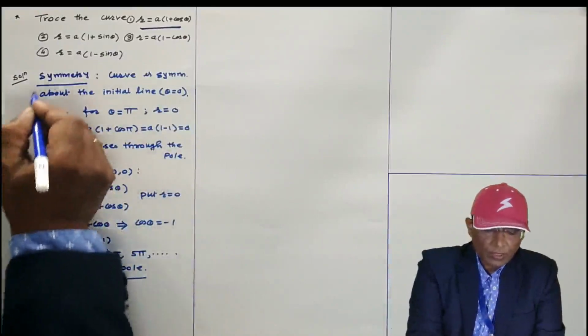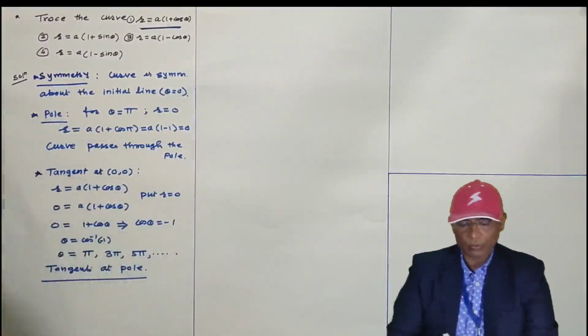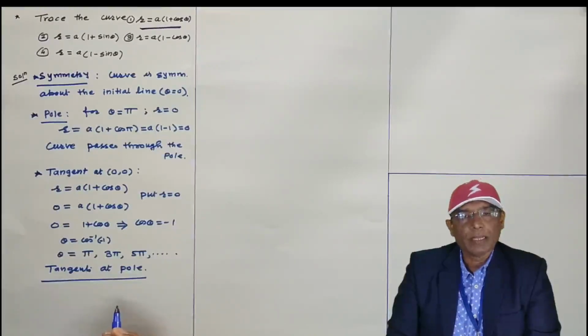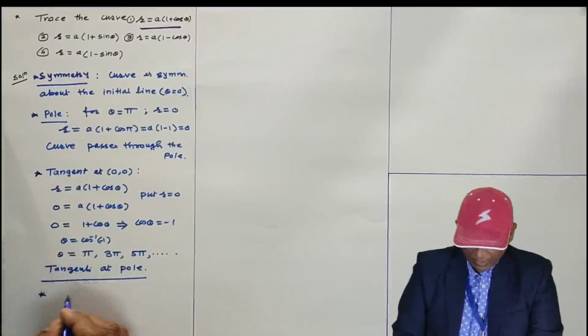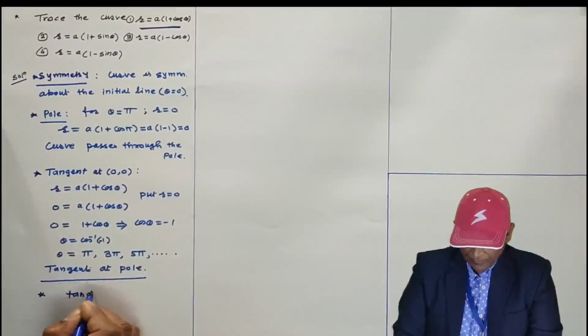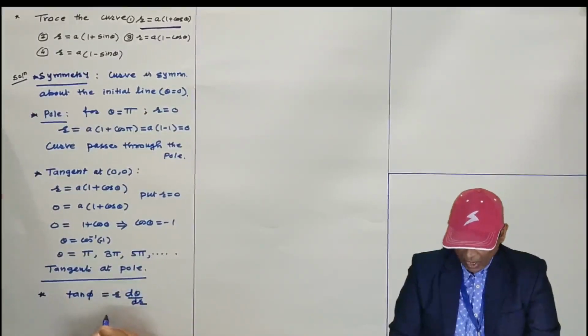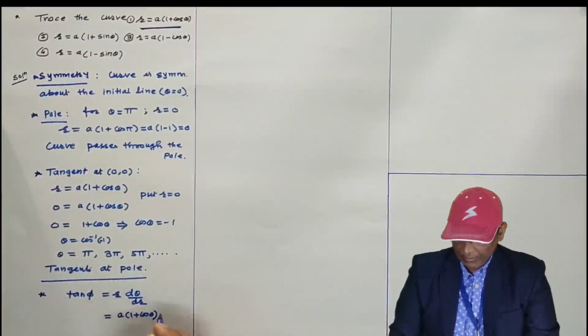So these three characteristics we discussed. Now, you can find phi also, because phi is the angle between the radius vector and the tangent. If you want, you can find the value of phi also. What is the value of phi? We have seen tan phi = r d theta by dr. Now, r is a(1 + cos theta).